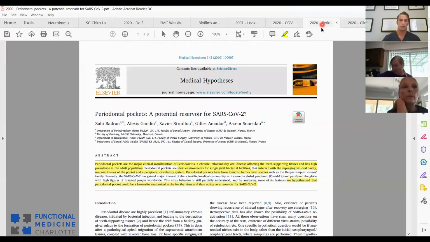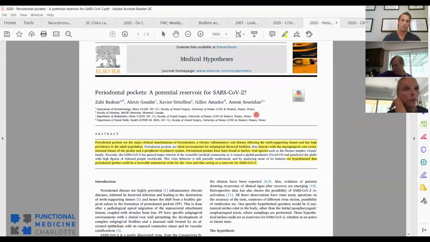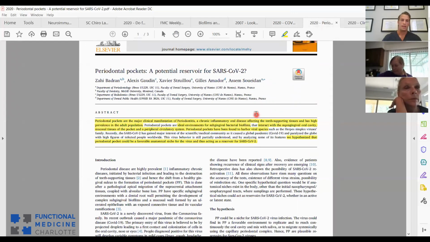If we go to another study, here's a medical hypothesis recently, and these authors were talking about periodontal pockets. So in your mouth, around the teeth, you have periodontal pockets, and in those pockets, periodontitis can develop, or inflammation, okay? And inflammation of the periodontal pocket is the area around the tooth, or the teeth supporting tissues. This is very prevalent in adults, okay?